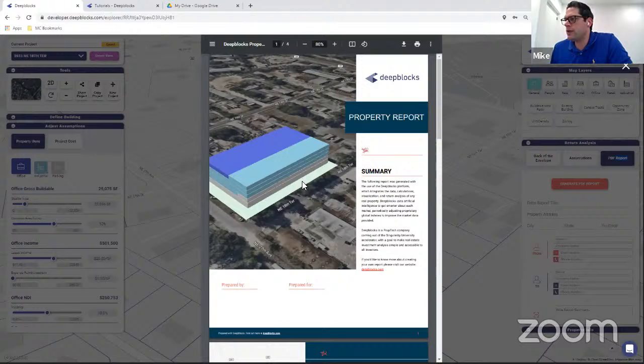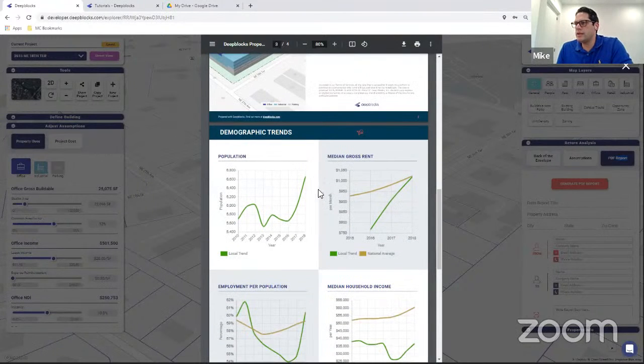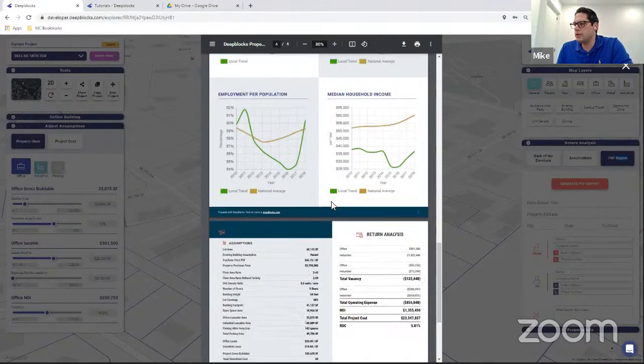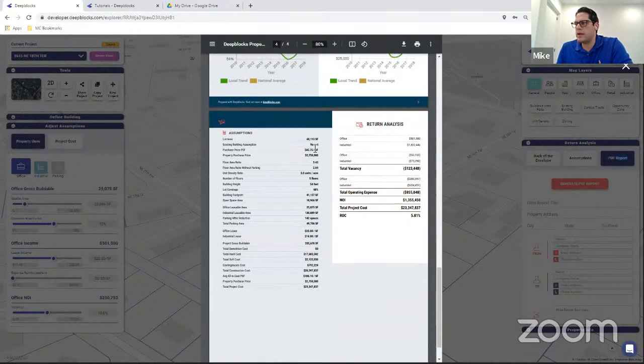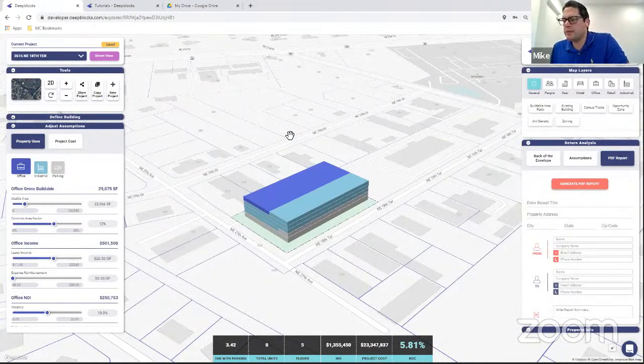So here we'll see that 4-page report. Your logo would go here. We change these colors, but you see that summary that you write would replace this summary. Property info, zoning summary, stacking plan. These are the key demographic trends that we were discussing earlier. And then lastly, that financial analysis, that 1-year back of the envelope return on cost. So again, a nice little 4-pager that you can now share with your colleagues.